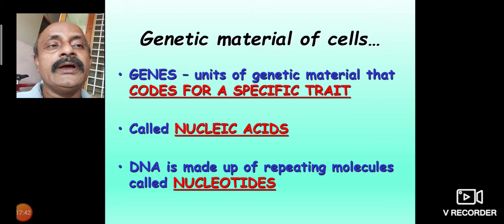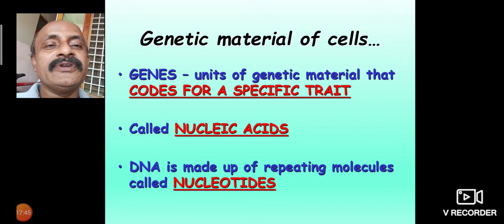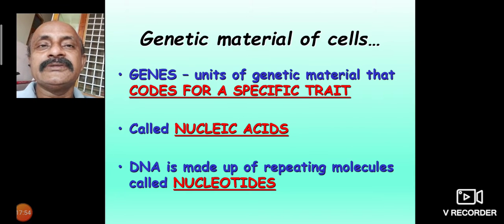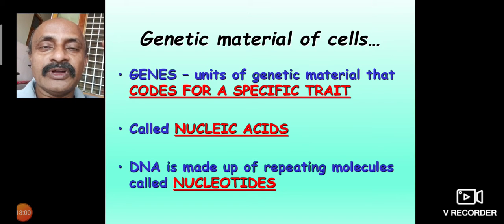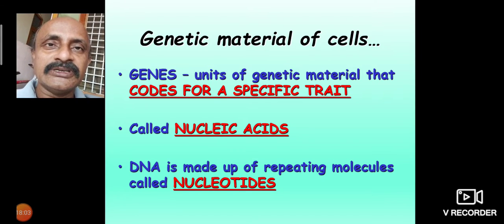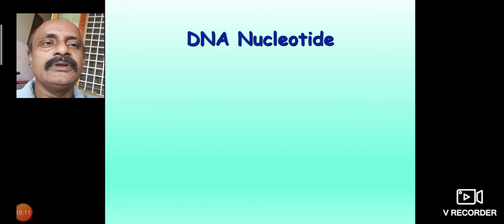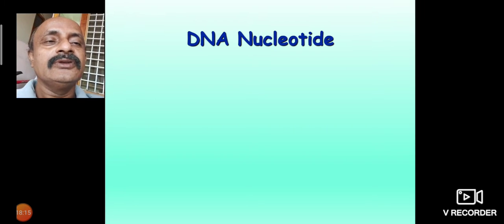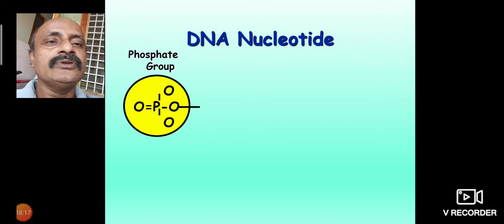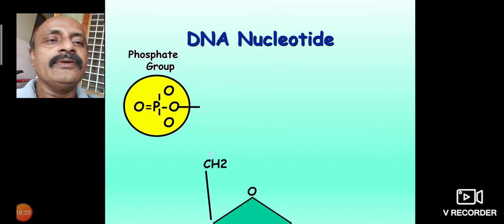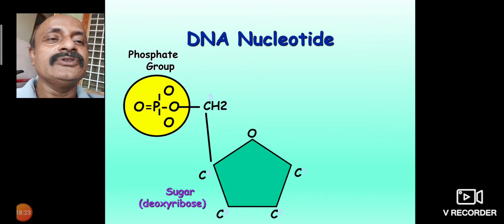Genes are the units of genetic material that code for a specific trait, called nucleic acids. DNA is made of repeated molecules called nucleotides. Repeats mean the genetic characters are a continuation from generation to generation, from the parent generation to the daughter generation, where inheritance of characters arises, or mutations are an increase or improvement. The DNA nucleotides are also important for the phosphates, and the DNA threads are joined to each other.